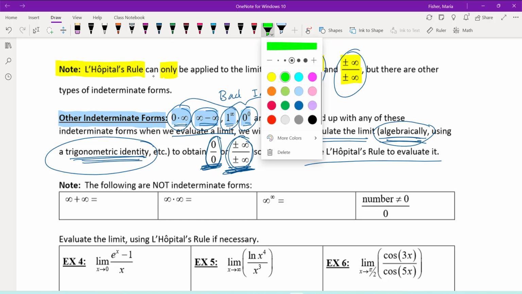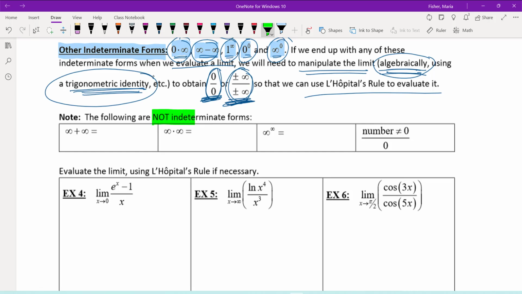Please note that the following are not indeterminate forms. If you have infinity plus infinity, that's just equal to infinity. If you have infinity times infinity, that's also just equal to infinity. Infinity raised to the infinity is infinity. And a number that's not 0 over 0, well, that's just something that does not exist because it's undefined. So this is undefined, which means the limit does not exist. Or if it's a one-sided limit, you might want to look to see if it's approaching positive or negative infinity.